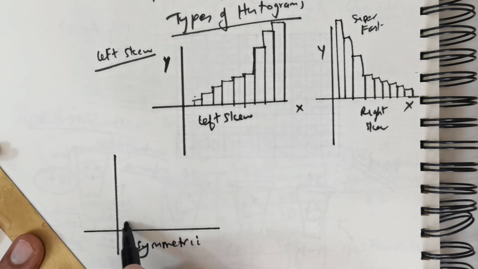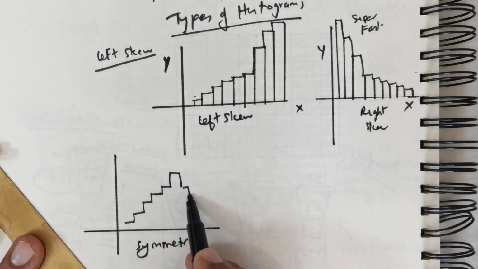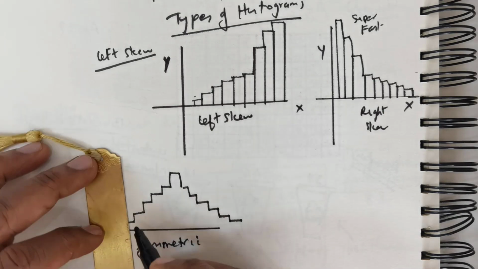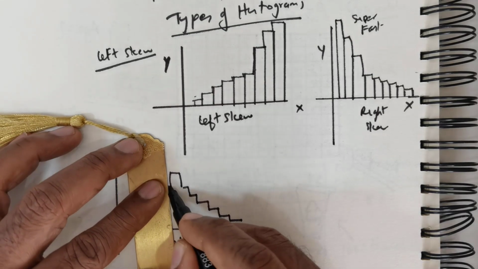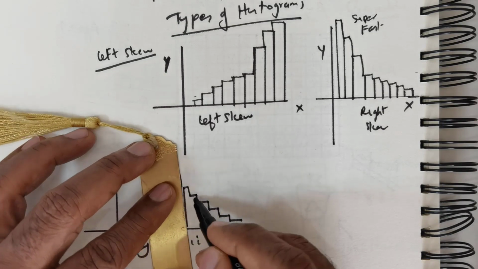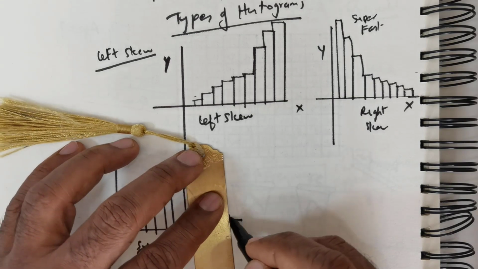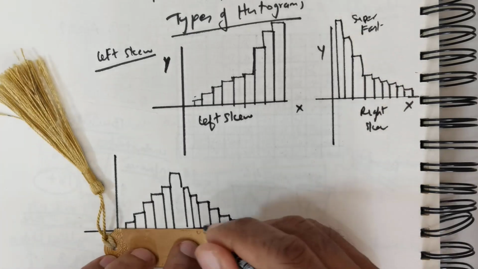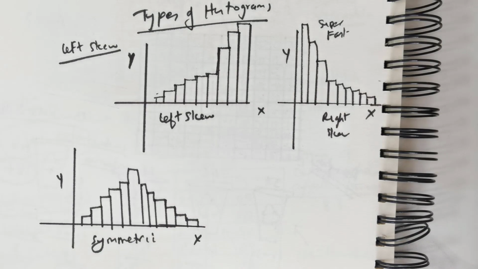Now this histogram goes up like that and it will come down. Okay, so this is how the histogram will look. This is the symmetric type. This is the x-axis, this is the y-axis. So the next one is bimodal.